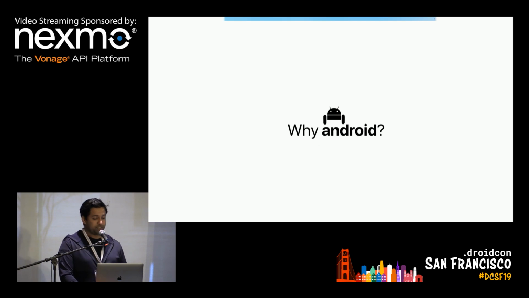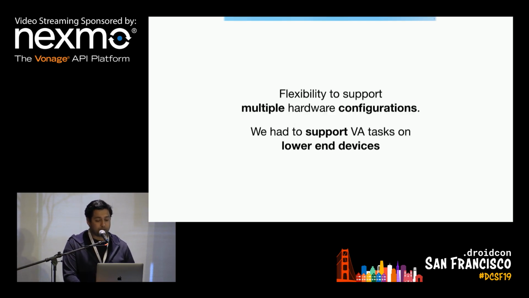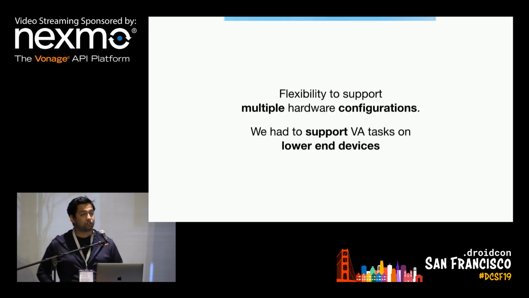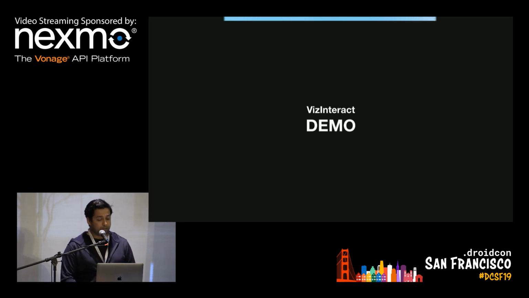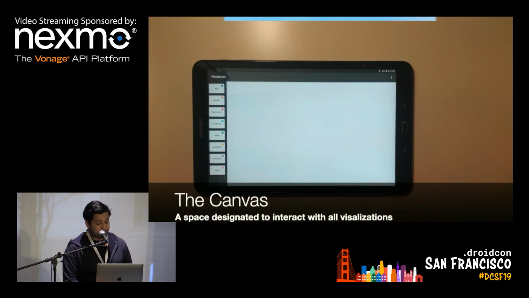So the first question is, of course, why Android? The first and primary goal was to support multiple configurations. We wanted to support VA tasks, all kinds of visualization tasks, which involve construction of charts, filtering data, brushing and selection, all of that, but from lower-end devices right up to higher-end configurations. So before I actually talk about what I learned by building this, I'm going to give a small sped-up demo of all that's possible on VizInteract right now.